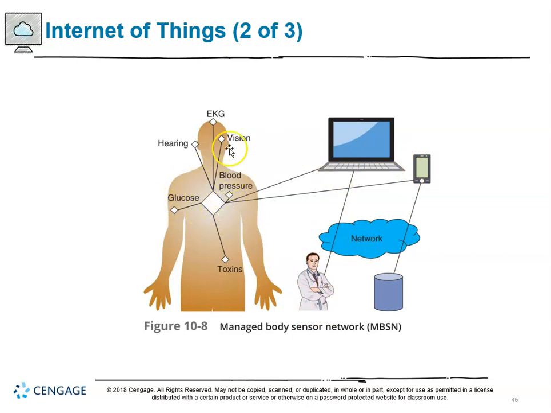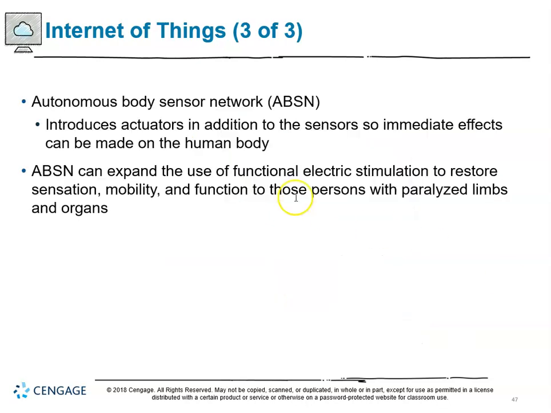Perhaps it's blood pressure, it might be vision, electrocardiogram, hearing, glucose, toxins in the body, all detected and sensed in a managed body sensor network. Also, we have autonomous body sensor networks, or ABSN. And this goes the next step, which is to introduce actuators in addition to just sensors. So not just passive, we're talking active, so that they can produce immediate effects on the body.